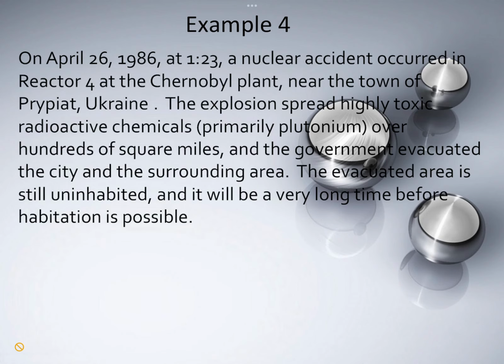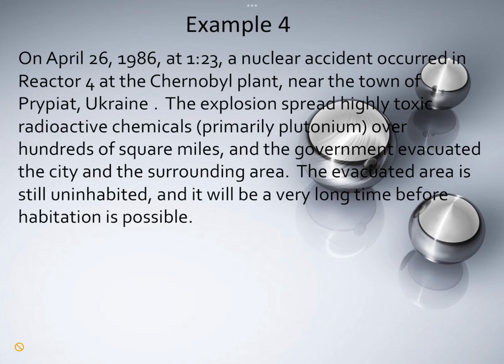All right, next example is going to be a half-life example. This is a real life, it actually is happening. So a nuclear accident occurred in reactor 4 at a plant near the town in the Ukraine. The explosion spread highly toxic radioactive chemicals, plutonium is what we're looking at, over hundreds of square miles, and the government evacuated the city and the surrounding area. So the evacuated area is still uninhabited today, and it'll be a very long time before habitation is possible.